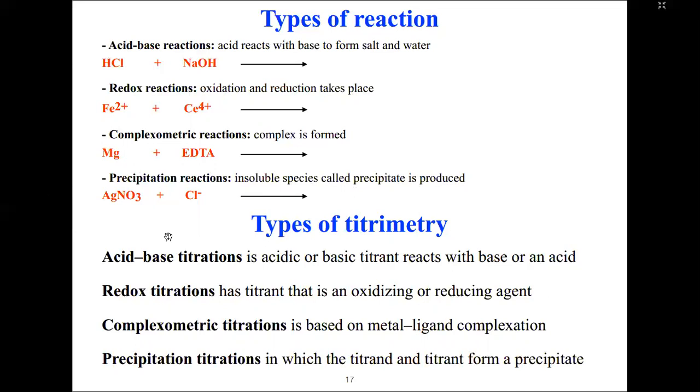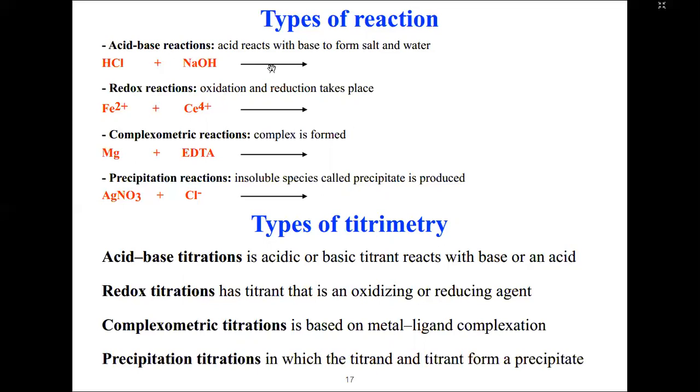So now once you are familiar with these reactions, the topic that we need to understand is types of titrimetric methods. There is acid-base titration. Basically, if you know acid-base reaction, then acid-base titration is where the acidic or basic titrant reacts with acid or base. So basically in the burette and in the conical flask, one of them is the acid and the other one is base. And you do an acid-base reaction. Once you start adding, they start to react because acid reacts with base to form salt and water.